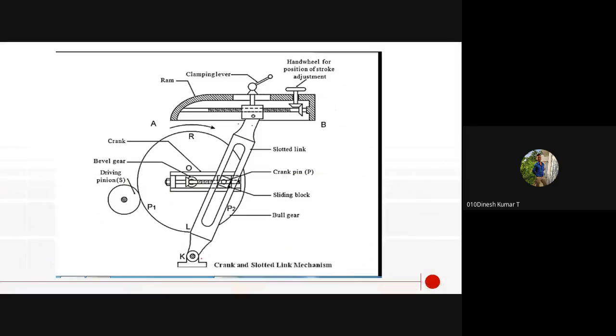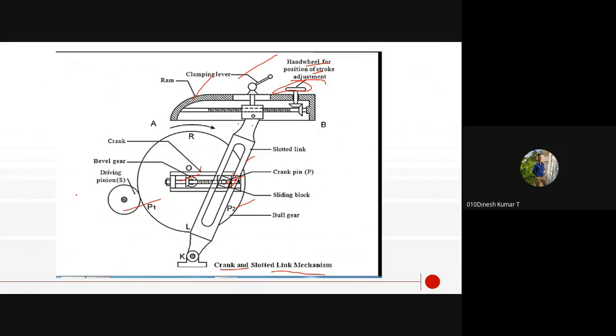Here we can see the crank and throttling mechanism setup. You can see the components: the bull gear, the driving pinion, the throttle link, a crank, a bevel gear, a crank pin, a sliding block, a ram, a tapping lever, and a hand wheel for cushion of stroke adjustment. You can adjust it.